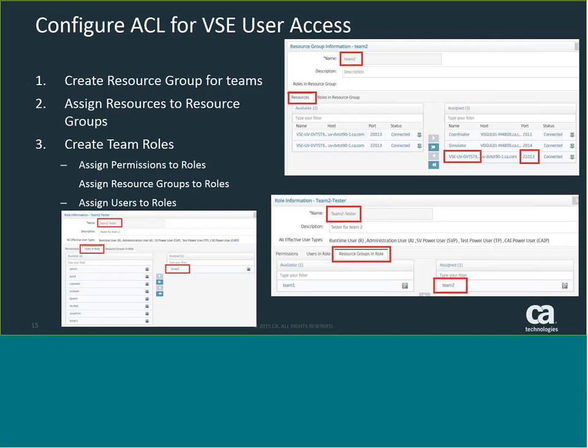Next, we assign the resource group team 2 that we have created before to this role. Eventually, we add an existing user to the role to have access to the assigned resources with the assigned permissions.